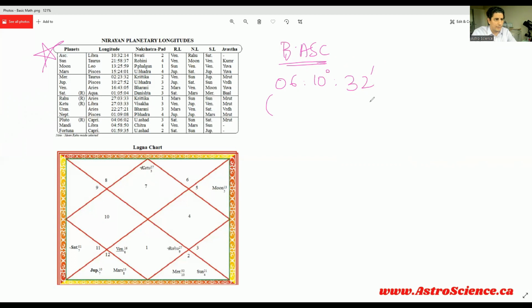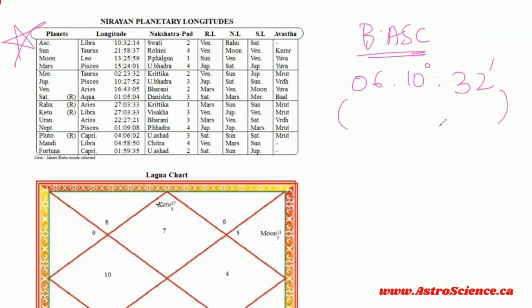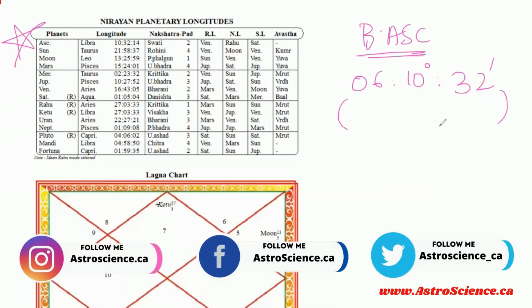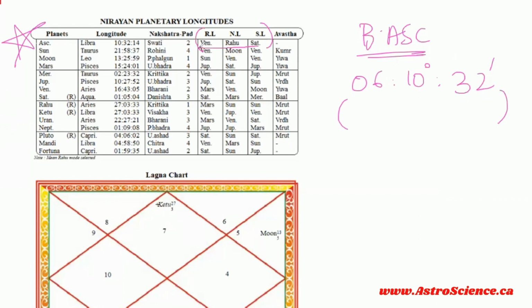Based on that theory, the sublord theory is very important. KP astrology is also known as Nakshatra Paddhati, in which nakshatras or constellations are very, very important. So in this scenario, as you can see here, RL, NL, and SL of the ascendant are mentioned. Libra is ruled by the planet Venus, so RL or Rashi Lord will, of course, be Venus.